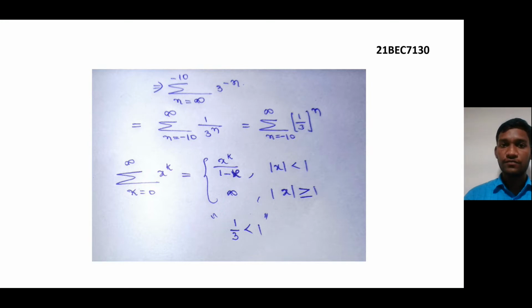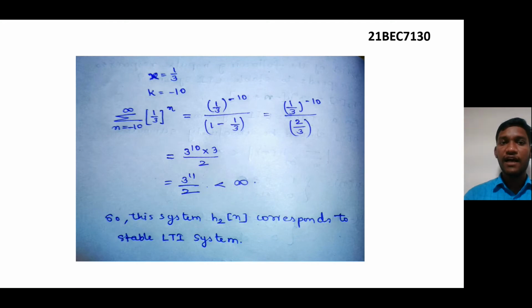Now we have a formula that sigma k equals 0 to infinity of x power k can be written as x power k by 1 minus x when mod x is less than 1, and infinity when mod x is greater than or equal to 1. But here the x value is 1 by 3, which is always less than 1. So we can solve using this x power k by 1 minus x. Simply, as we compare both the equations, we get x equals 1 by 3 and the value of k is 10.